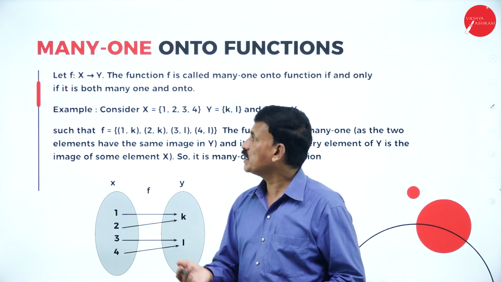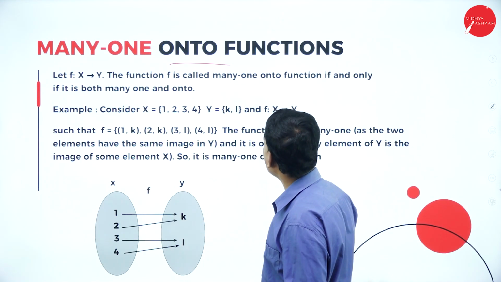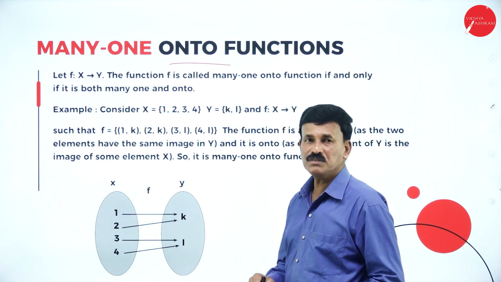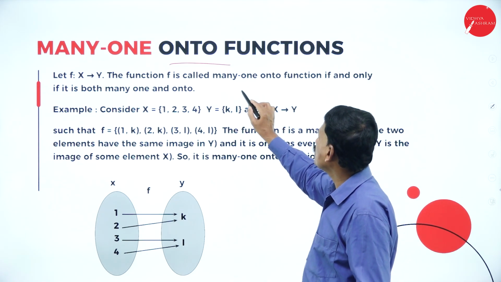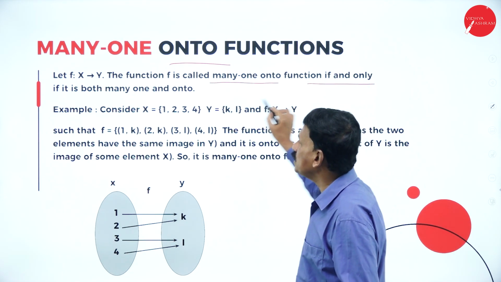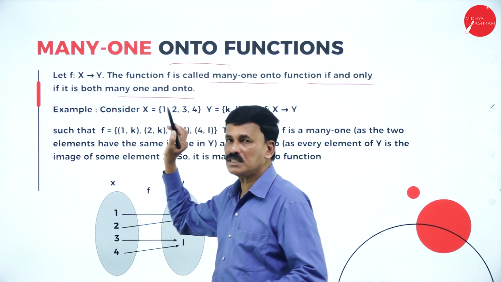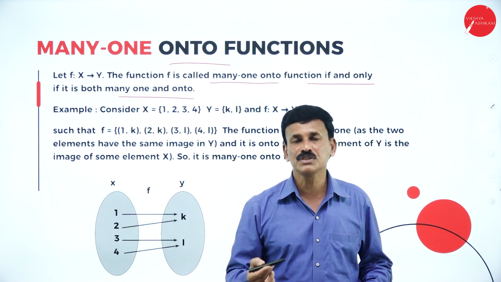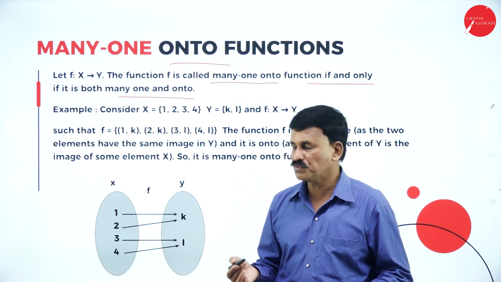Now, let us come to the next type of function, the many-one onto function. A function is called a many-one onto function if and only if it is both many-one and onto. A function which is both many-one and onto is called a many-one onto function.